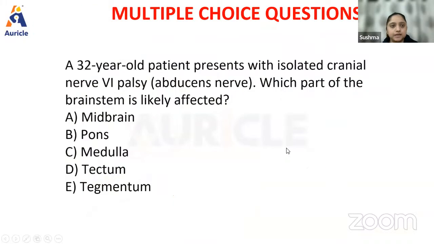Okay? Now, let's look at a simple question. A 32-year-old patient presents with isolated sixth nerve palsy. Which part of the brainstem is likely affected? Sixth nerve comes out from which part of the brain, guys? 3, 4 come out from the midbrain. 5, 6, 7, 8 come out from the pons. 9, 10, 11, 12 come out from the medulla. So here you have abducent nerve palsy. So obviously option B is the right answer here. Simple enough to understand. I hope you don't have any doubts with this.